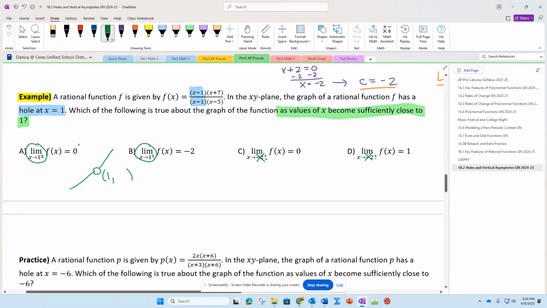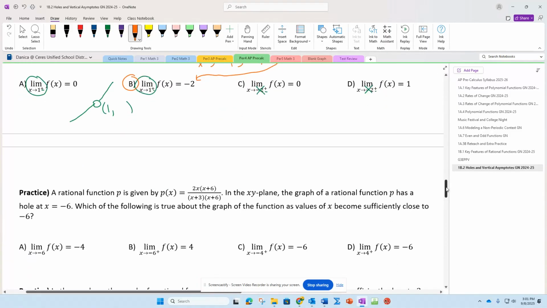Okay. So now we need to know what is the y coordinate of our hole. So again, what we would do is we would reduce our common factor here to 1, and then we would look at the simplified function, which is just x plus 7 over x minus 5. And we would plug in the x coordinate of our hole. And so that would become 1 plus 7 over 1 minus 5, which would be 8 divided by -4, which is -2. And so that has to be what we're equal to. And that would make B then our correct answer.